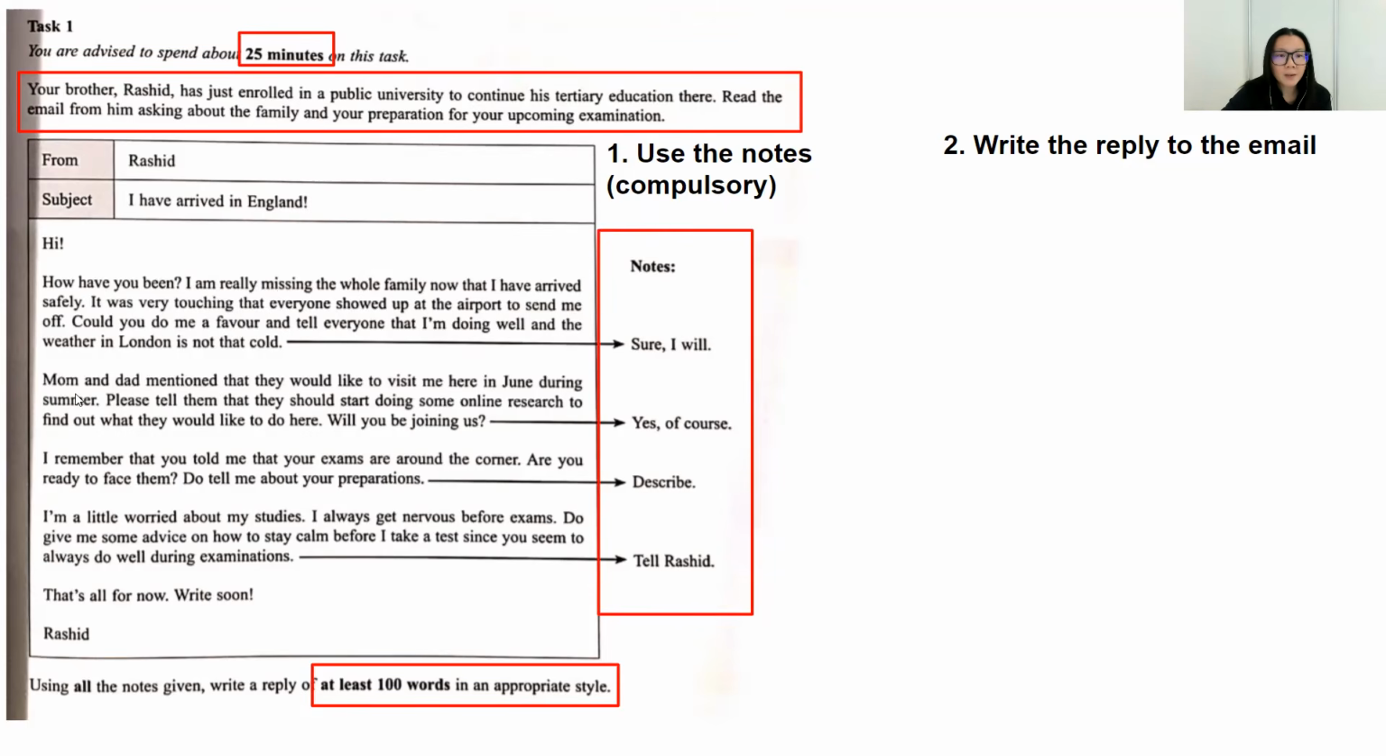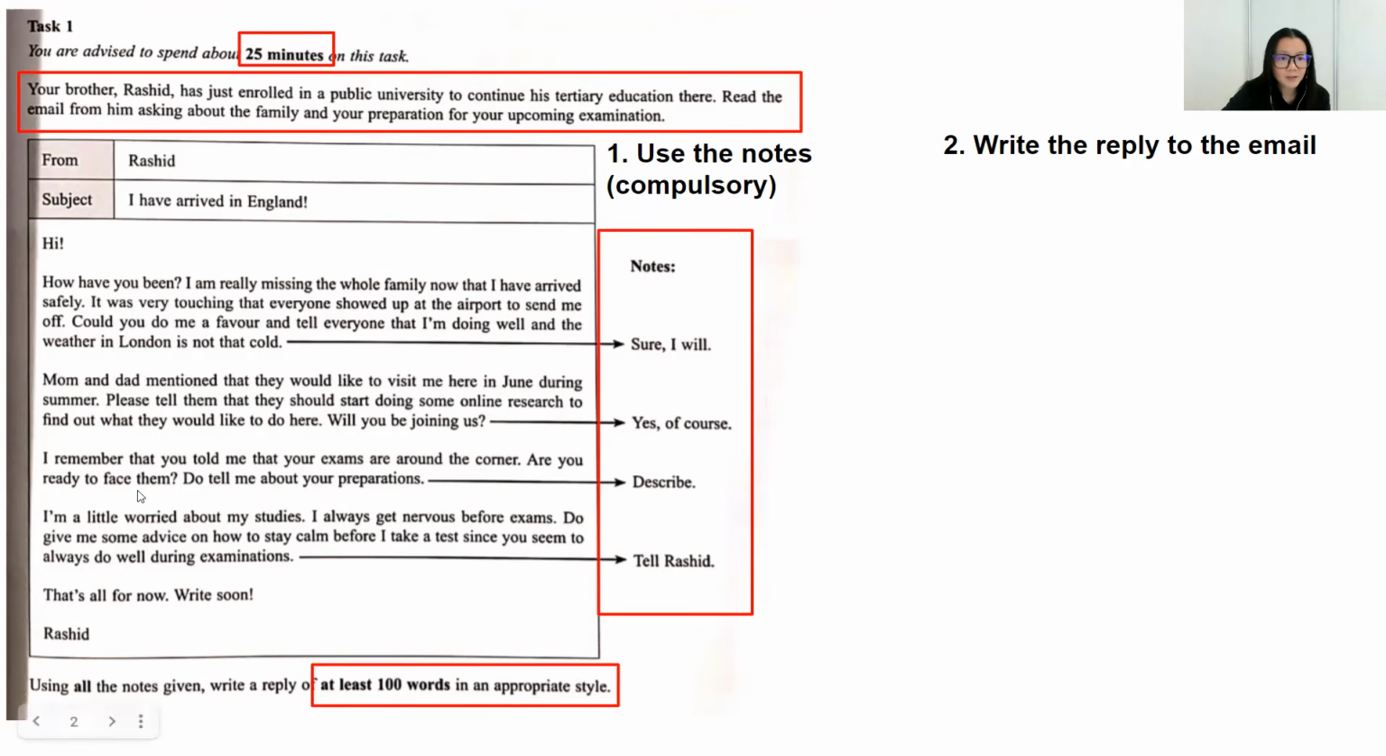Second paragraph, Mom and Dad mentioned that they would like to visit me here in June during summer. Please tell them that they should start doing some online research to find out what they would like to do here, and will you be joining us? You are instructed to reply, yes, of course. And here you would elaborate on the online research that was mentioned and also visiting your brother in June in summer.